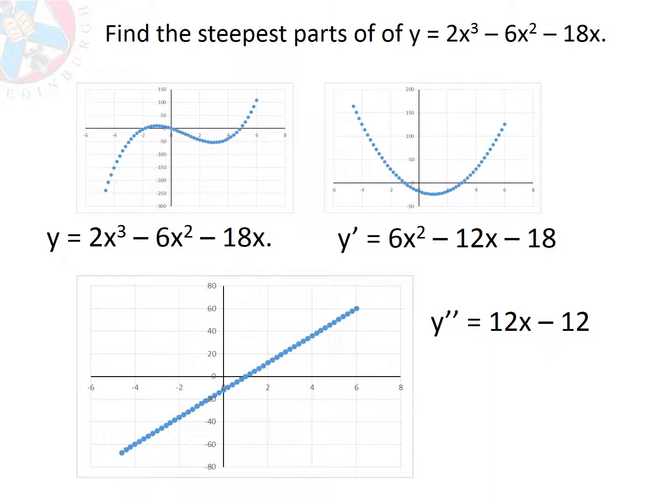12 times -1, idiot, is -12. -12 minus 12 is -24, which is there. So it doesn't give you 0 at -1. That's correct. Okay, so that is us for today, I think. Oh, yeah, there we go. So it's +1.